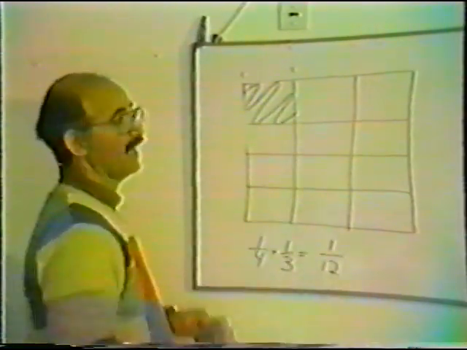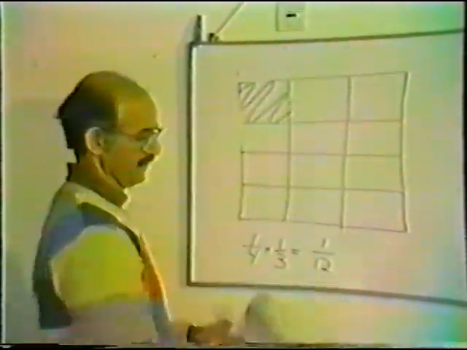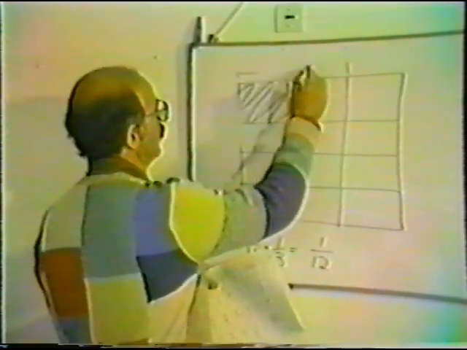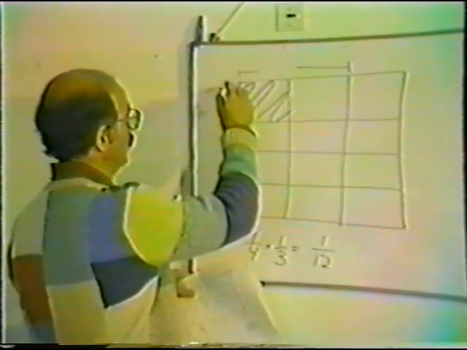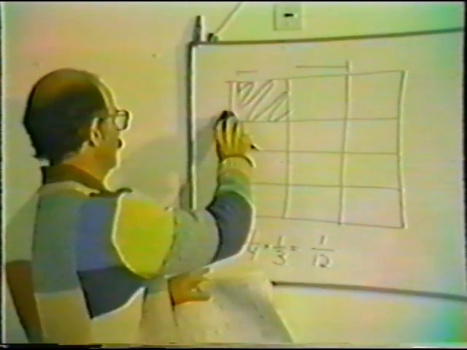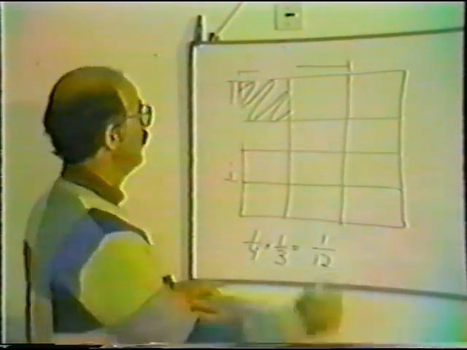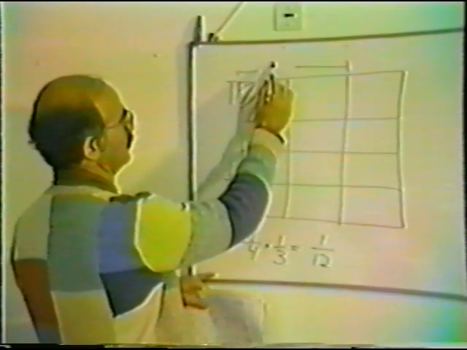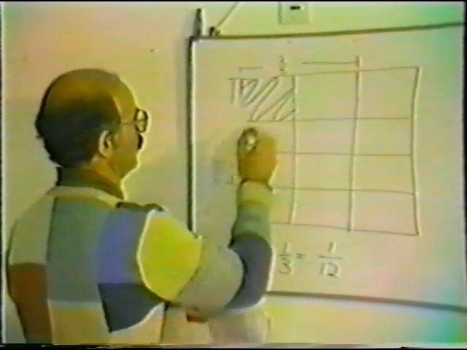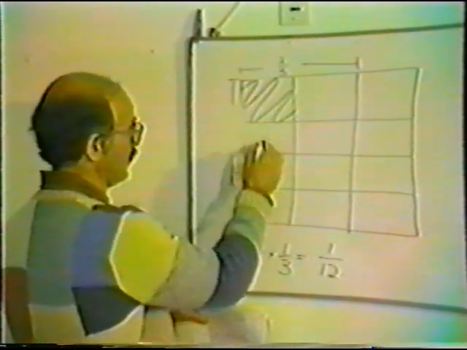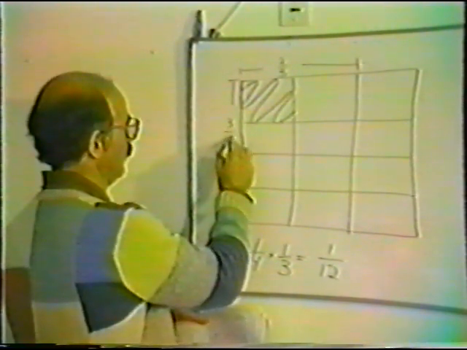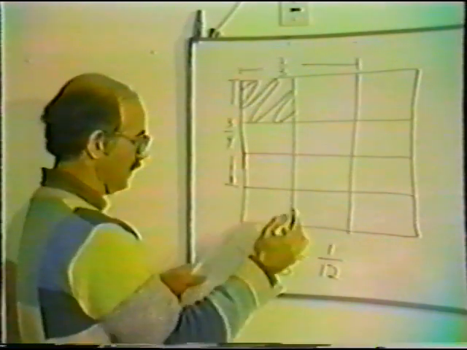Suppose we'd like to have a little more pizza than that. We would like to have this much times that much. How long is this distance right here? 2/3. 1/3 and another third. And how long is this distance right here? 3/4.